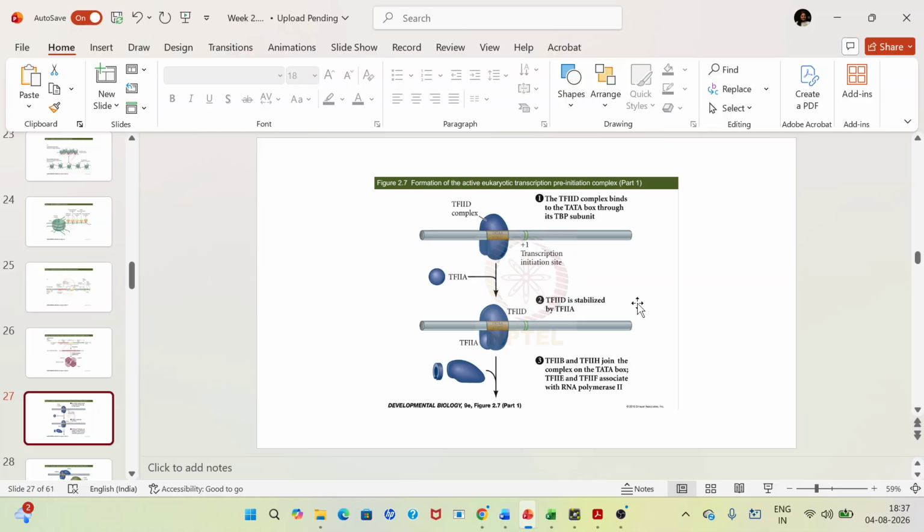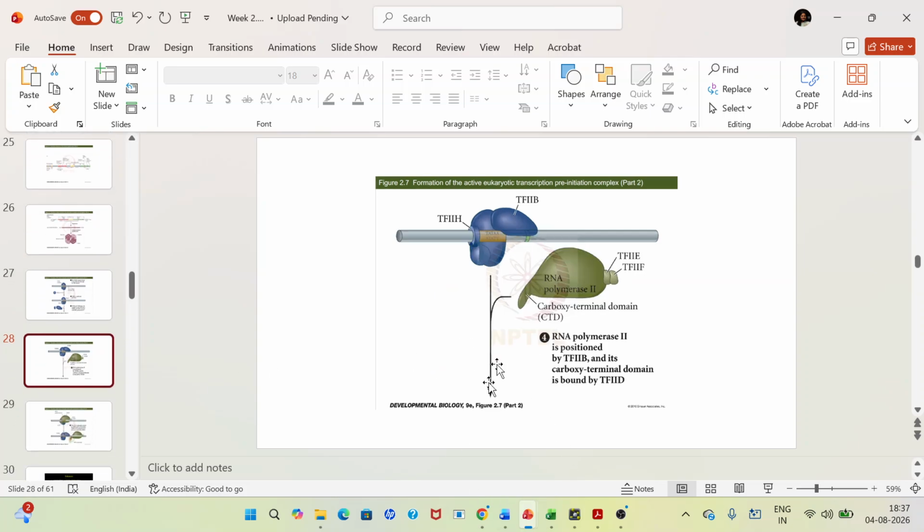Then TF2B and TF2H join the complex on the TATA box. TF2E and TF2F associate with RNA polymerase 2. So this whole complex forms with TF2D, TF2A, TF2B, TF2H. All of these combine on this TATA box to make a stable complex to stabilize the RNA polymerase, so that it can lead to what? It can lead to proper transcription and then translation. Okay, so it is a very important process.